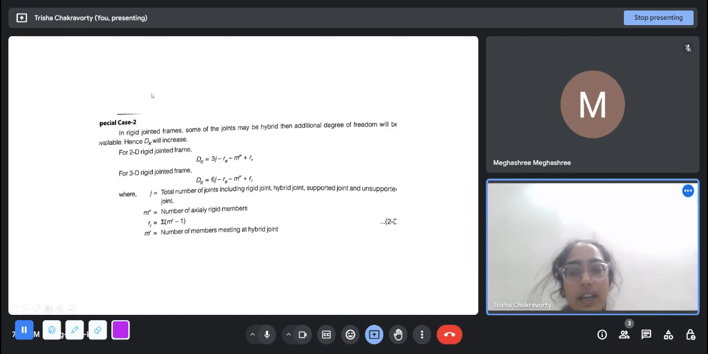This is another special case. In rigid jointed frames, some of the joints may be hybrid. That means internal hinge basically. So if some joints are hybrid, then additional degree of freedom will be available. So DK has to increase.